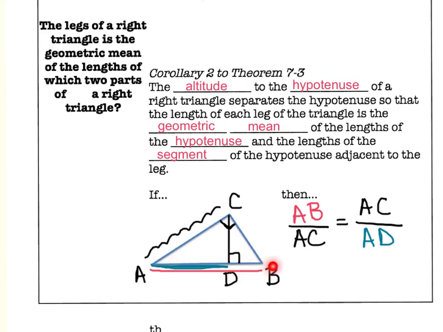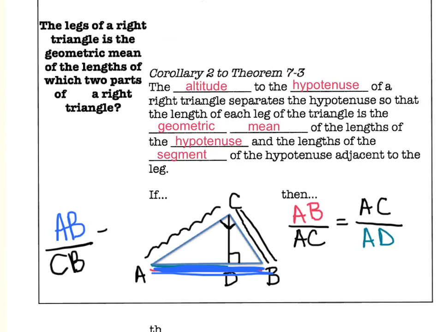Now the other proportion would be where we're talking about CB as the leg. So that would be AB, again the hypotenuse, so AB over the leg CB should be equal to CB, because again the leg is the geometric mean, over the segment of the hypotenuse closest to the leg that we're talking about, so over DB.